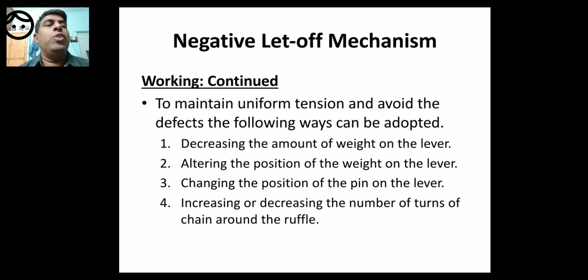Next, the fourth point: increasing or decreasing the number of turns of chain around the ruffle. The chain is wound around 1.5 to 2 turns around the ruffle, but if you increase or decrease the number of turns around the ruffle, then also uniform tension can be maintained.